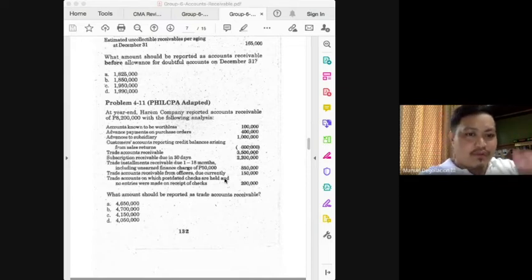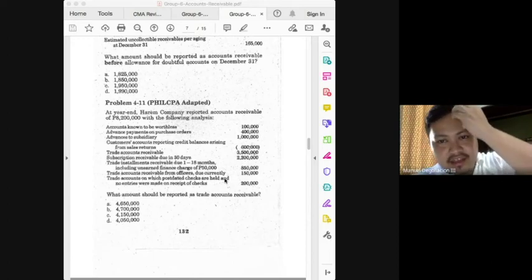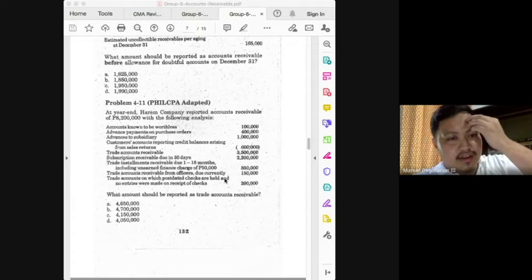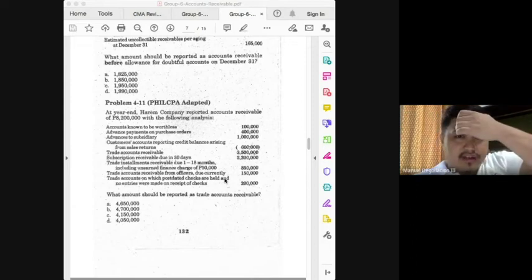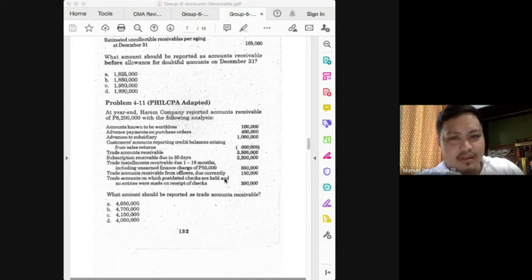Trade accounts receivable from officers class due currently, then definitely part, because A, it states that it is a trade account receivable, and B, because it states that it is due currently. So the entire 150,000 will be part of our computation for trade accounts receivable. The last item here would be trade accounts of which post-dated checks are held and no entries were made on receipt of checks.